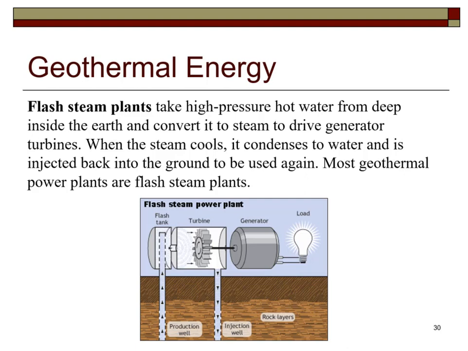A flash steam plant takes high-pressure hot water from deep inside the Earth and converts it to steam to drive generator turbines. When the steam cools, it condenses to water and is injected back into the ground to be used again. Most geothermal power plants are flash steam plants.